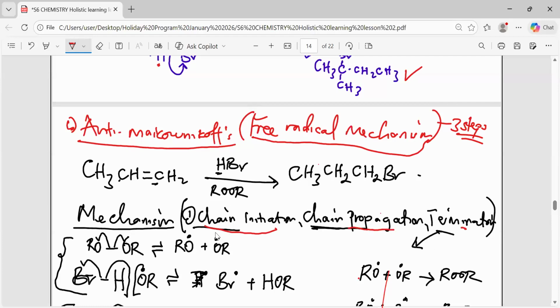In chain initiation, this is where the reactants start undergoing the homolytic fission. They start the reaction of the reactants, or when they break down. And here we see our peroxide undergoing homolytic fission, and also the product reacting with the reactant hydrogen bromide. That is chain initiation.